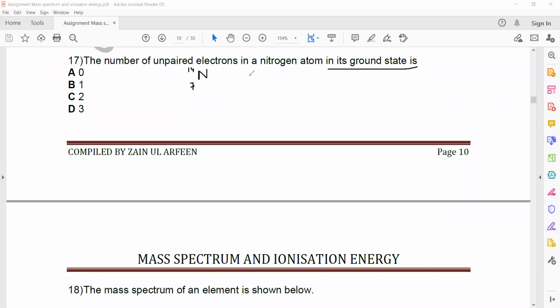So in terms of orbitals, when we write, it is 1s2, 2s2, and 2p3. When we make the electron in a box model, 1s will have 2 electrons, 2s will have 2, but 2p has 3, so they will occupy singly. So how many unpaired electrons are there? How many electrons did not pair up? So that's 3. Is it clear?